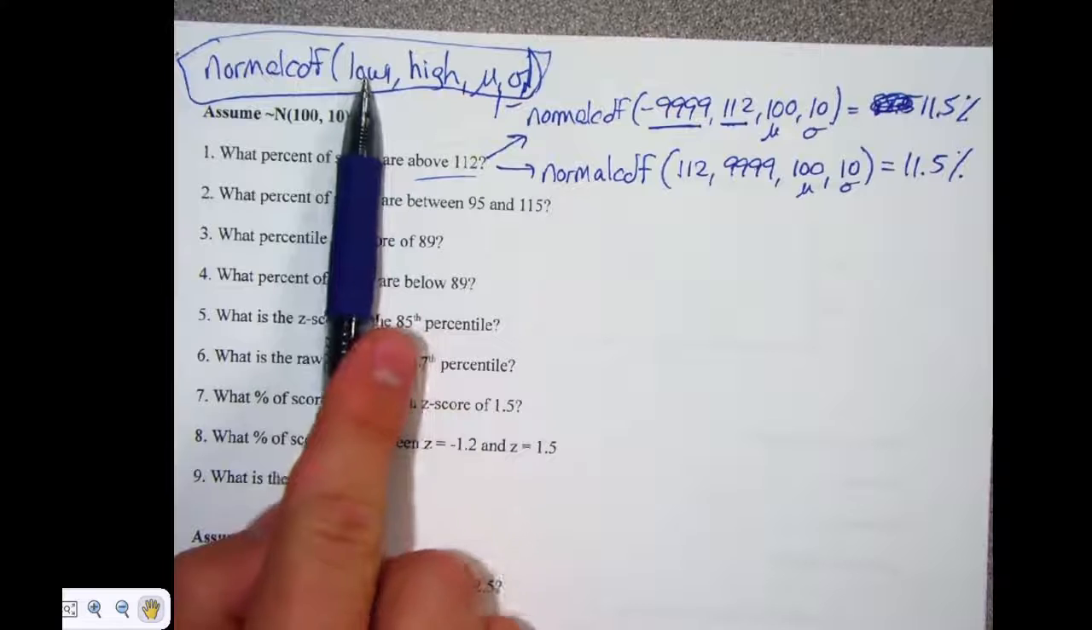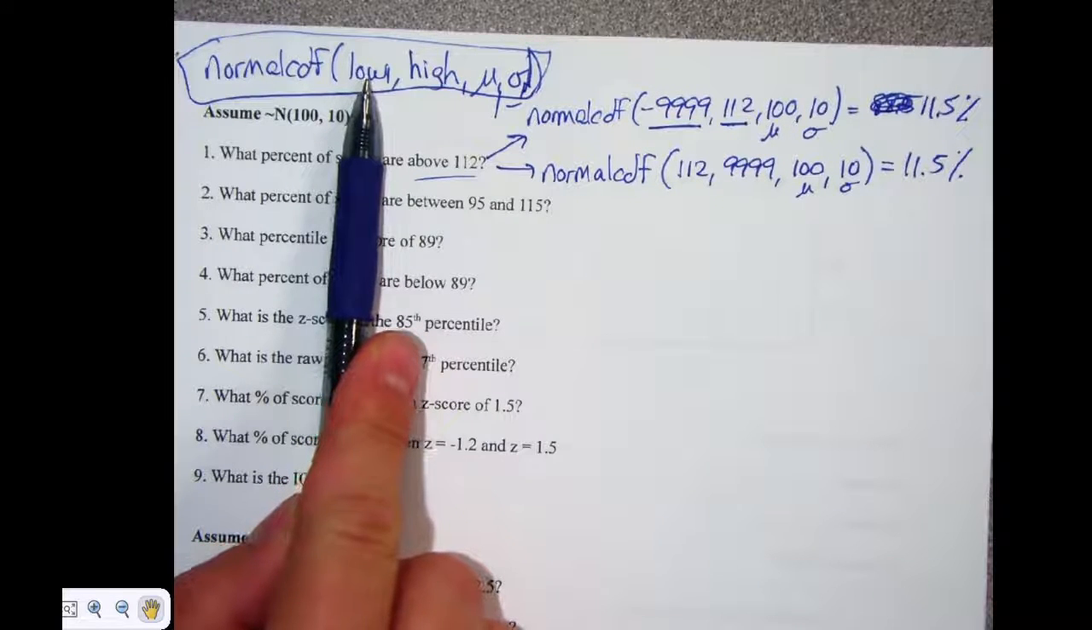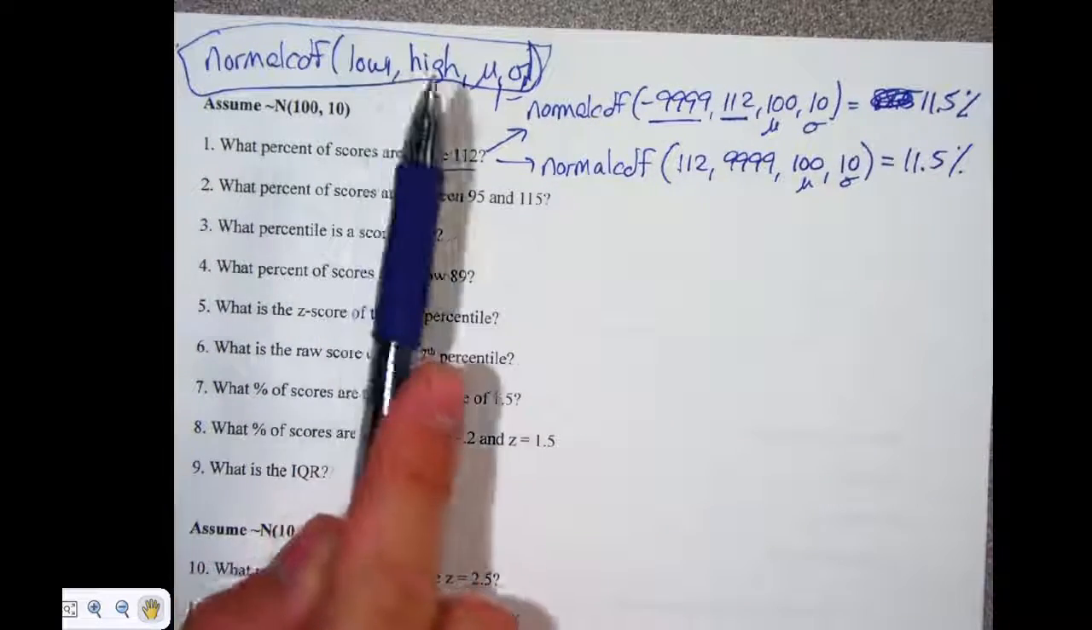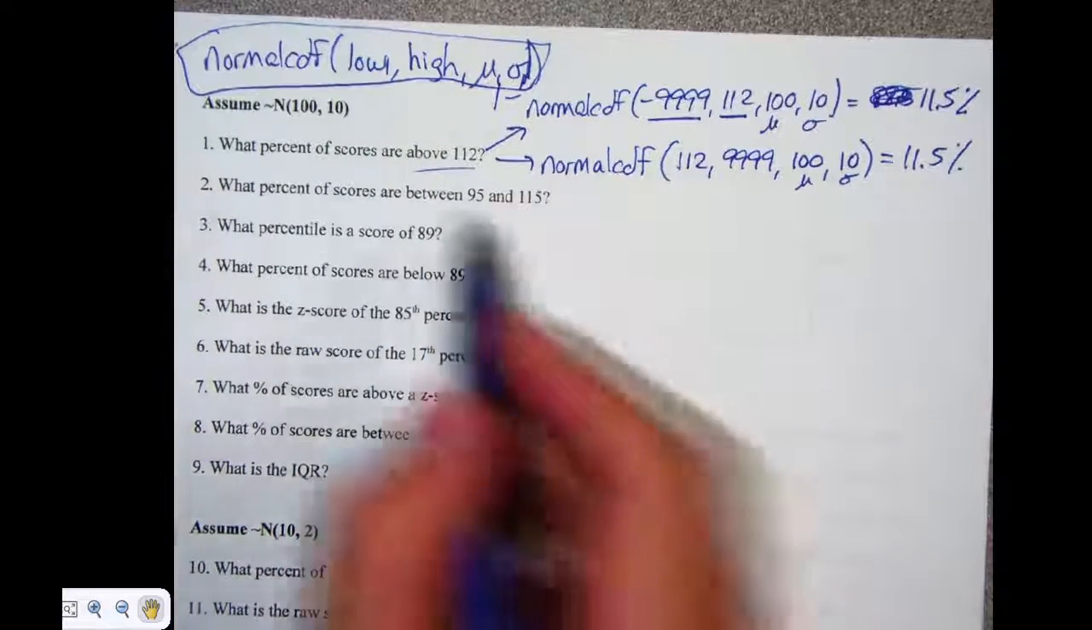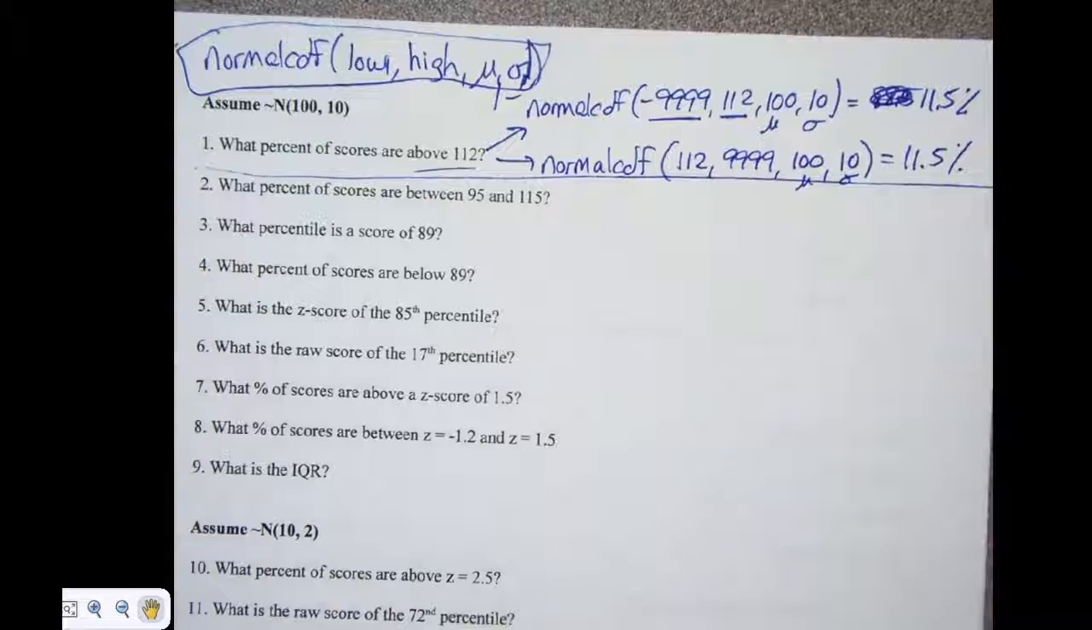Every time so far, I've made the low number negative 9999. That was just the easiest way to teach it. That has to do with percentiles. It makes sense, but you don't have to do it that way. Is that okay for 1?